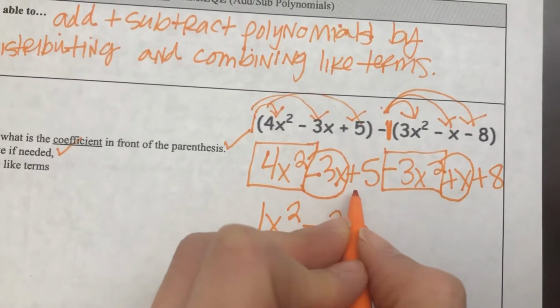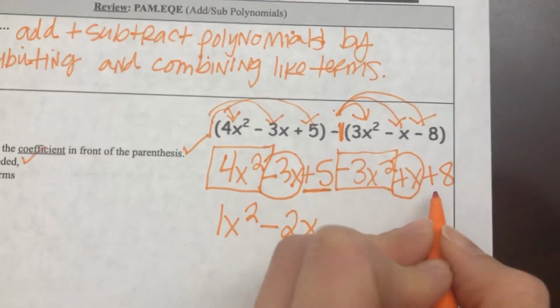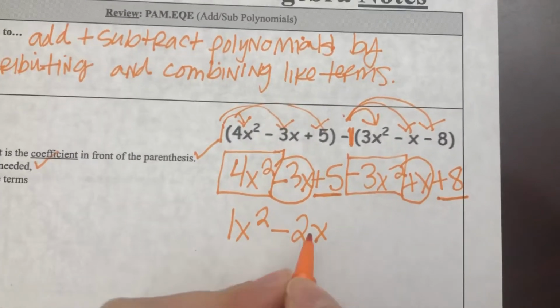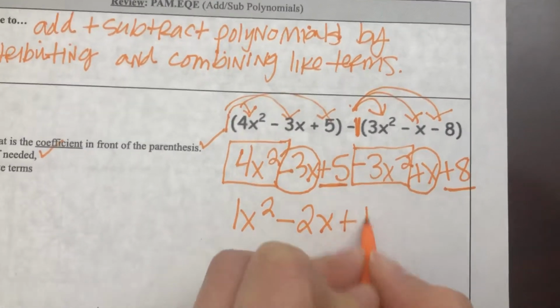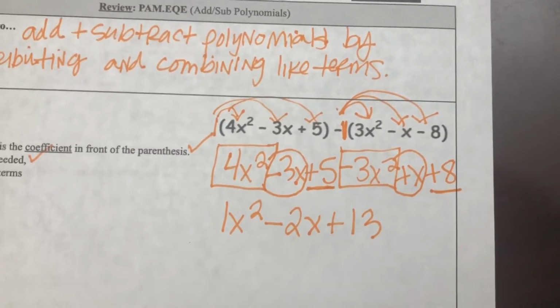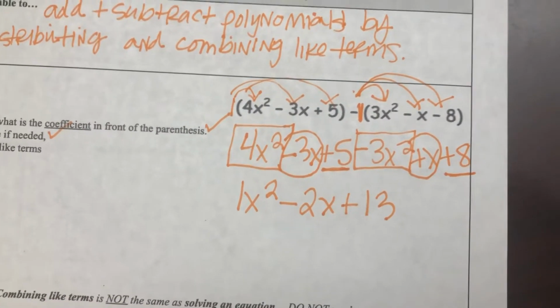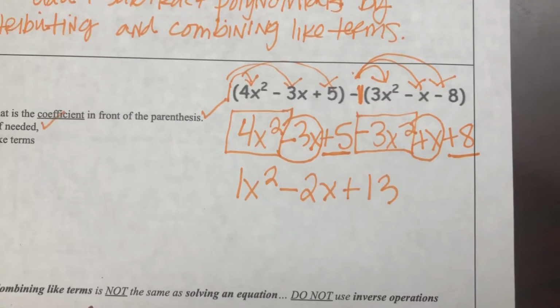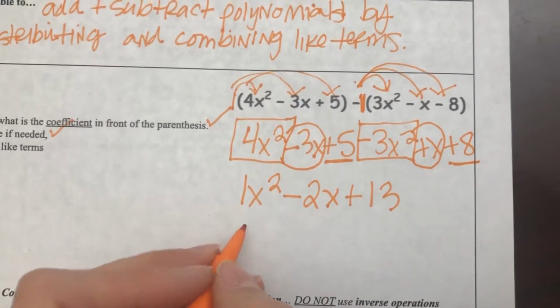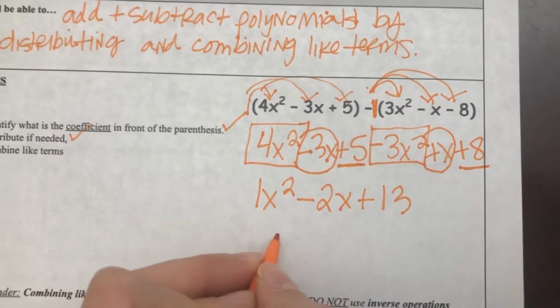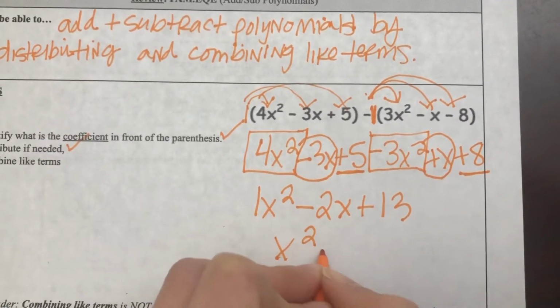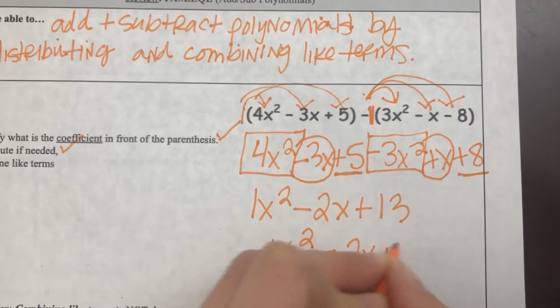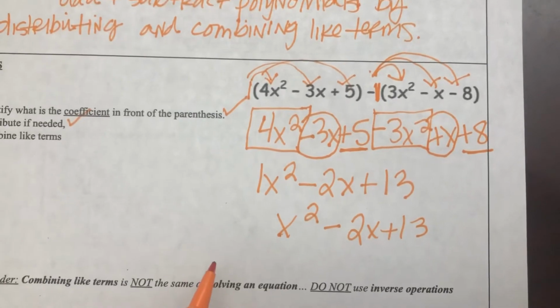Then I'll combine the rest of my terms. So I have a positive 5, I'm going to underline that, and a positive 8. I know positive 5 plus positive 8 is positive 13. Then I know that I do not need to write the 1 as invisible. I don't need to write the 1 because it's invisible, so I'm going to just rewrite this as x squared minus 2x plus 13, and that's my final answer.